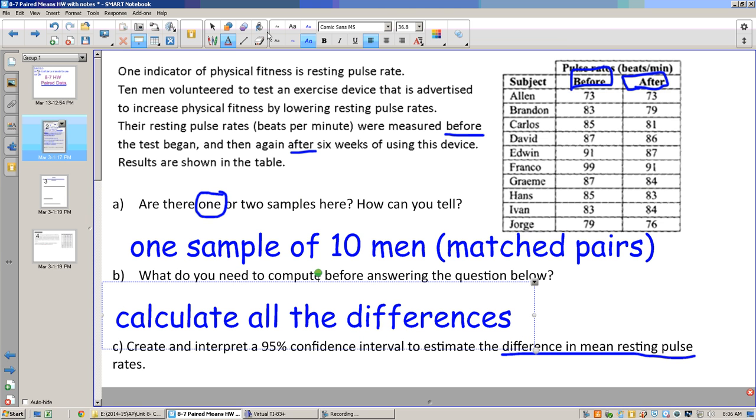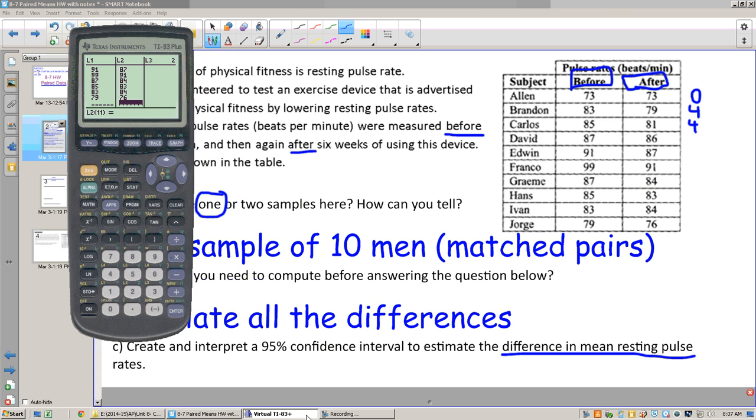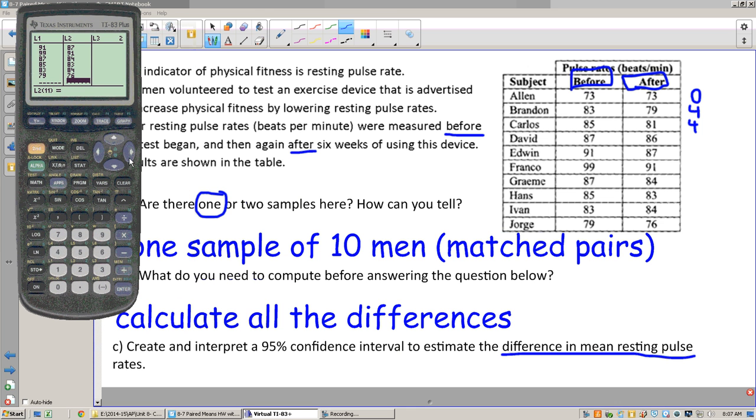Okay, so if we were to start to compute these, I would say, okay, let's see, 73 minus 73, there's no difference. 83 minus 79, 4 beats per minute lower. 85 minus 81, 4 beats per minute lower. So what I actually like to do instead of doing the subtracting by hand is I go to my calculator and I fill in both my lists. And once I have both my lists filled in, you might want to pause here to do this. I go up above L3, so you have that black box, and hit enter, and I'm going to have my calculator do this subtraction for me. So I hit second L1, and I'm telling the calculator do L1 minus L2. So I'm above L3 up here, and then you'll see it fills in all those subtractions, so I don't even need to think about it.